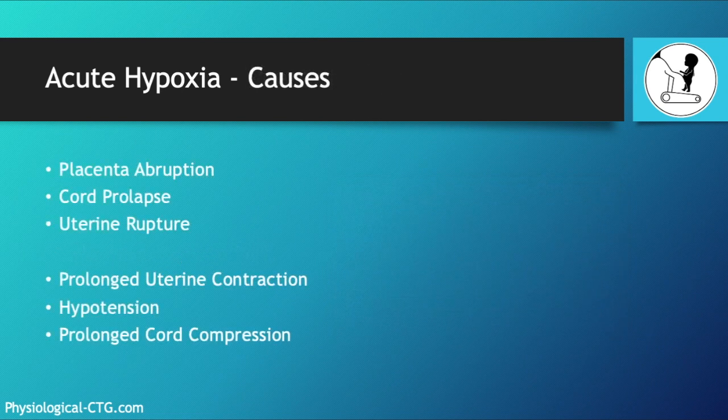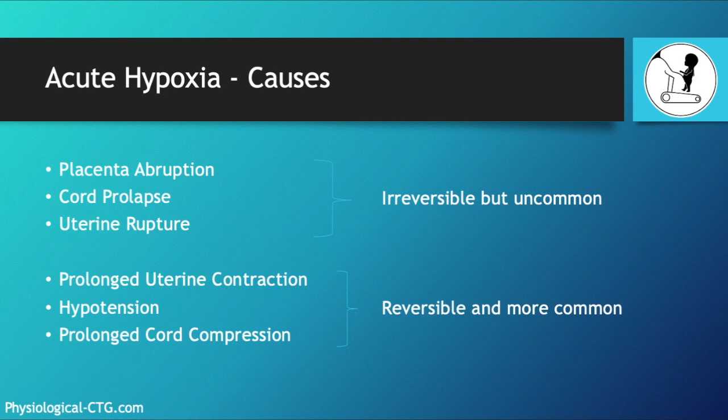You might have noticed that I divided the causes into two groups. The first group are irreversible causes, so fetal oxygen supply has been interrupted and there is no way I can restore this. Hence, I need to deliver this fetus. While the other group are reversible causes. Oxygen supply has been interrupted, but I can restore it by removing the offending cause. Luckily, irreversible causes tend to be uncommon, and hence, most of the time, there is something that we can do to reverse the process of acute hypoxia.